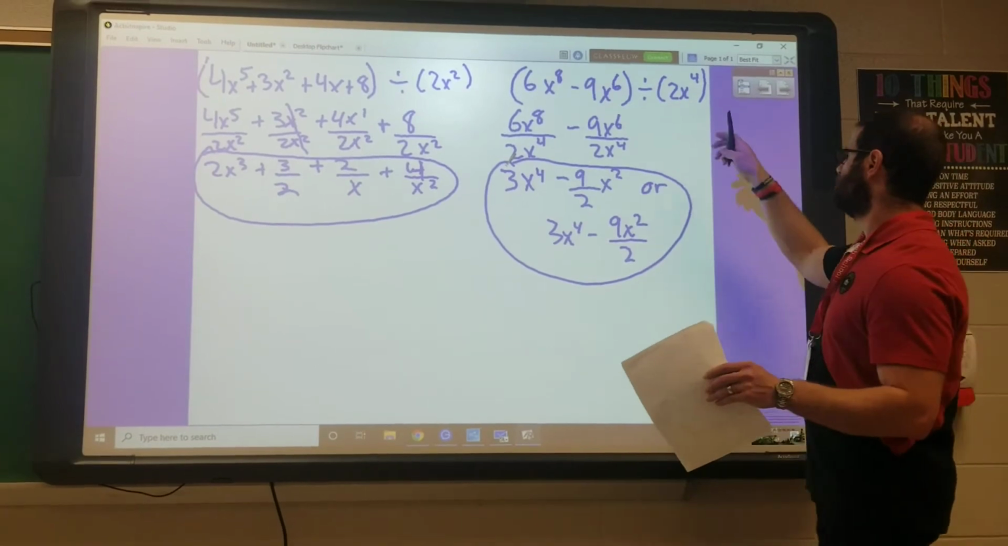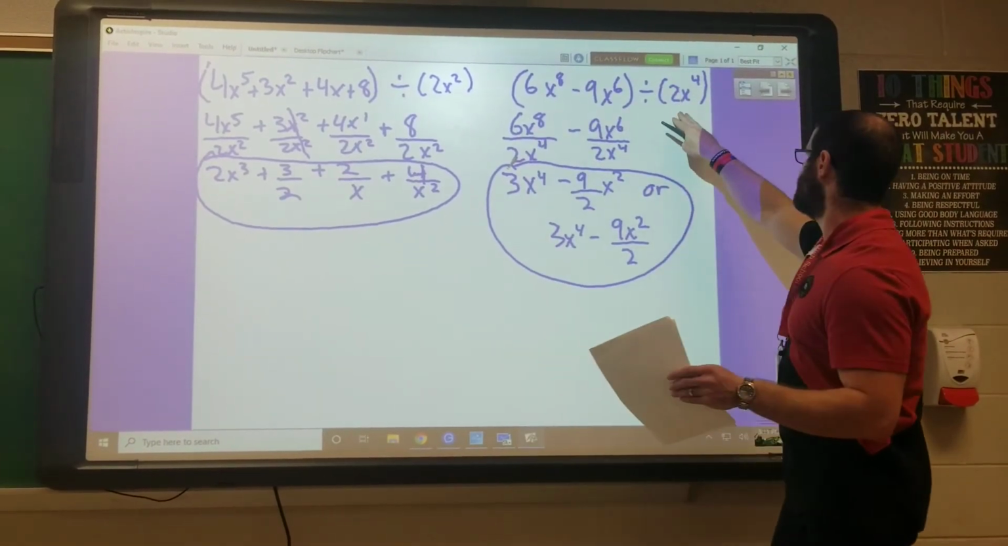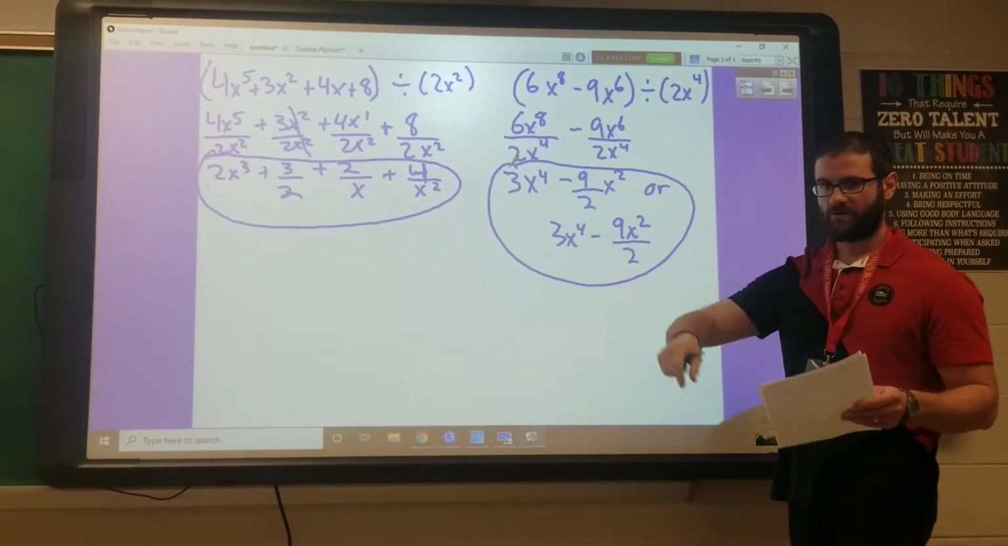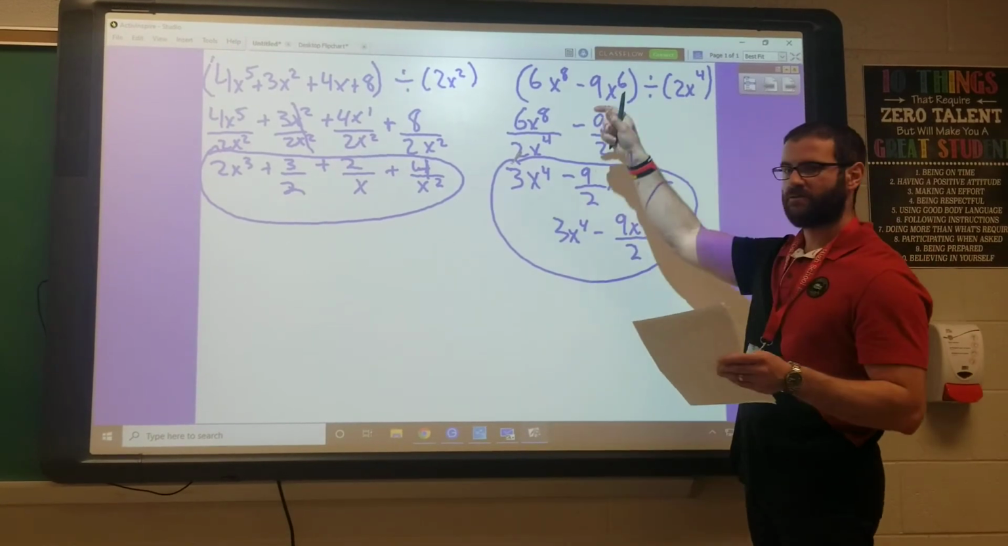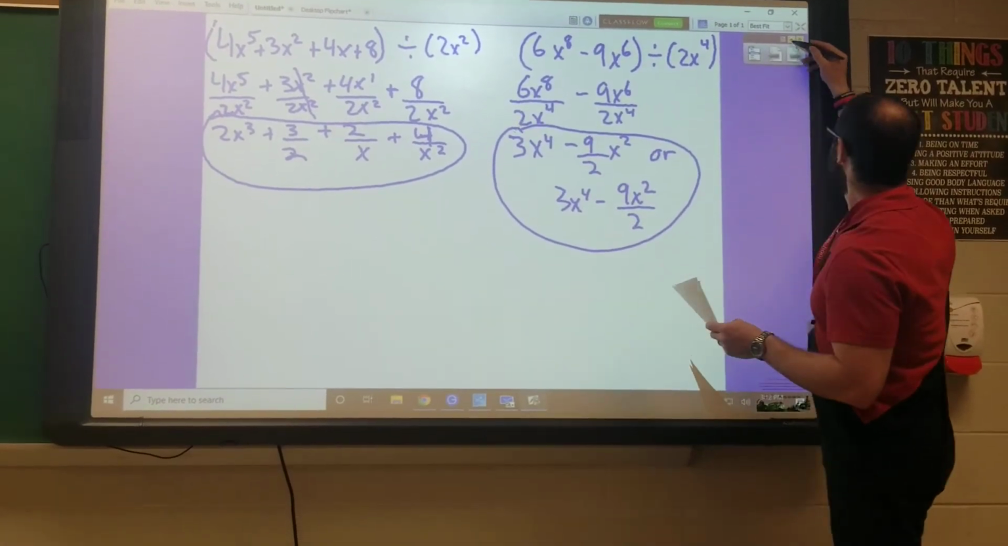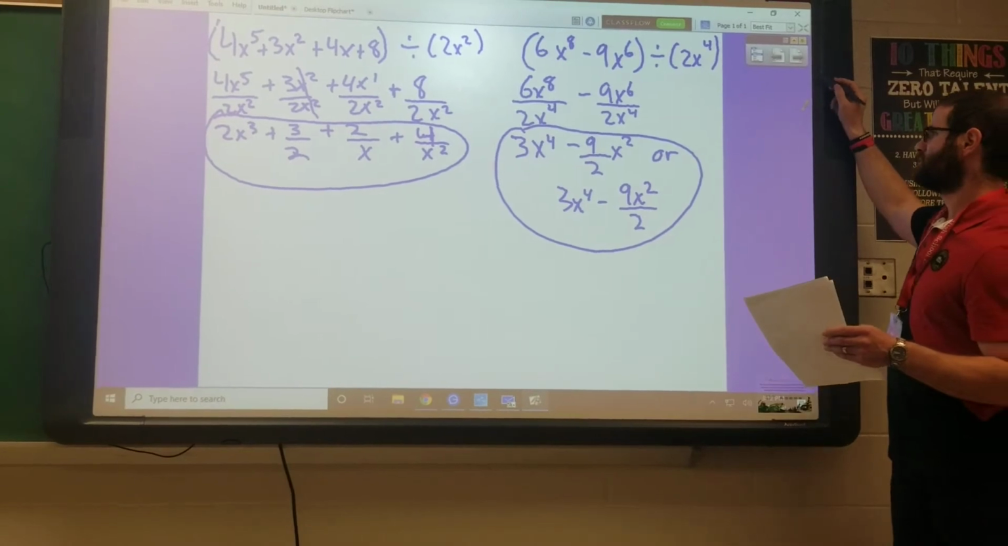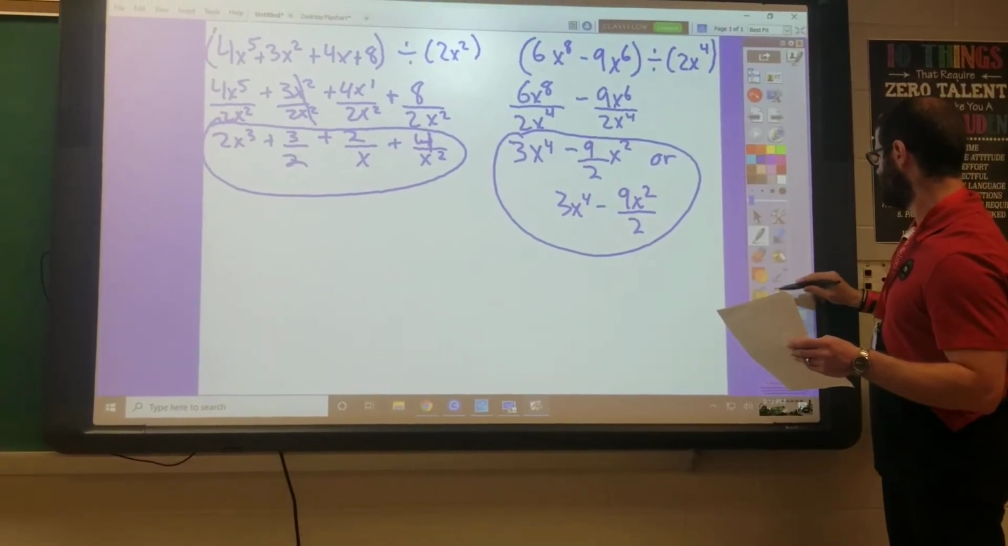Okay, so we divide each term in the polynomial by the monomial, and we reduce our fractions and simplify our exponents. Okay, let's go to the next one.